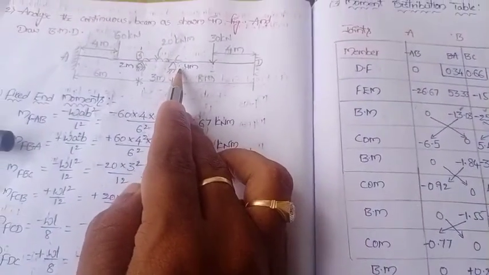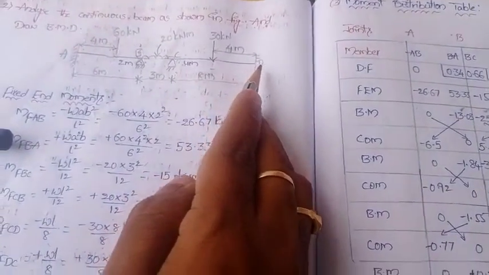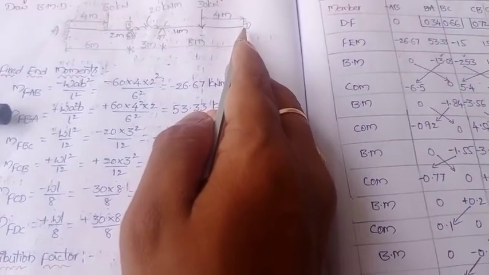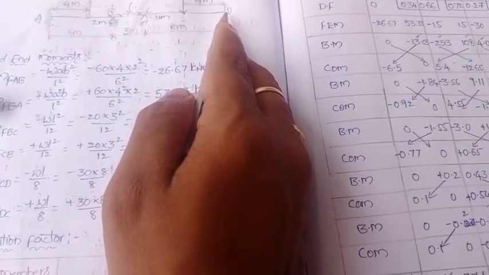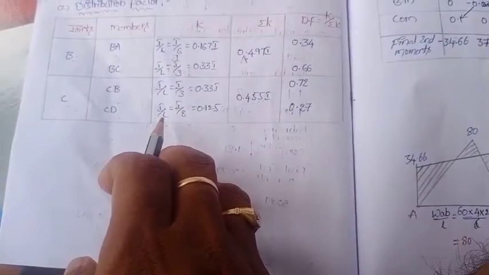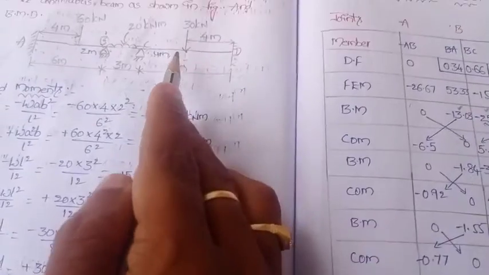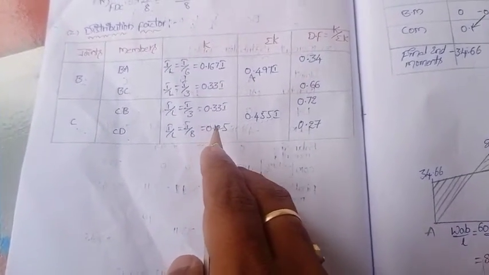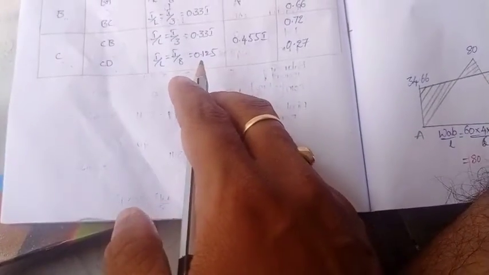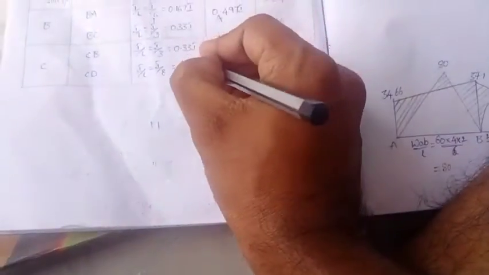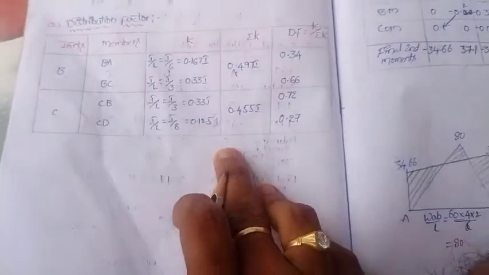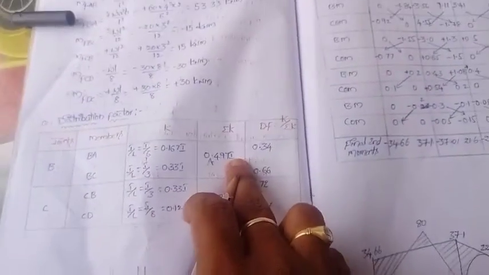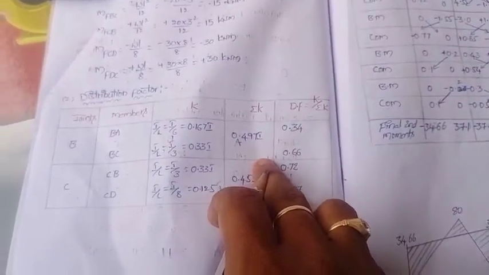Next CD, span CD. C is the near end, D is the far end. Here D is the fixed support. So the stiffness for fixed support is K equal to I by L, that's equal to I by the length of CD, which is 8. I by 8, that's equal to 1 by 8 into I, so 0.125 I.